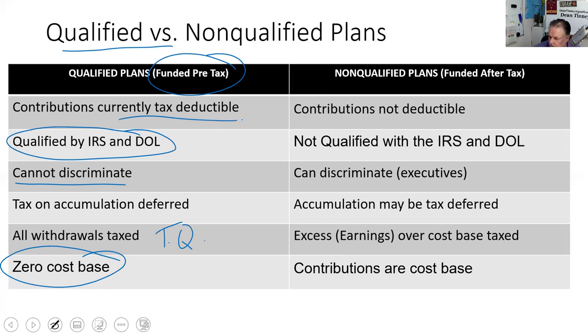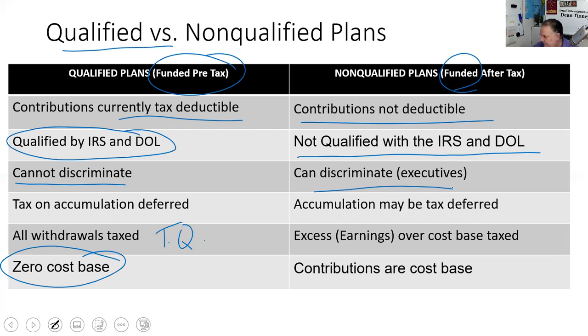Your contributions are tax deductible. And so it makes sense for you to take advantage of this. The tax on the accumulation is deferred. You're going to pay it when you get there. Now, non-qualified means you're funding with after-tax dollars. It's not qualified with the IRS or Department of Labor. The contributions are not deductible. You can discriminate, like deferred comp, for example.